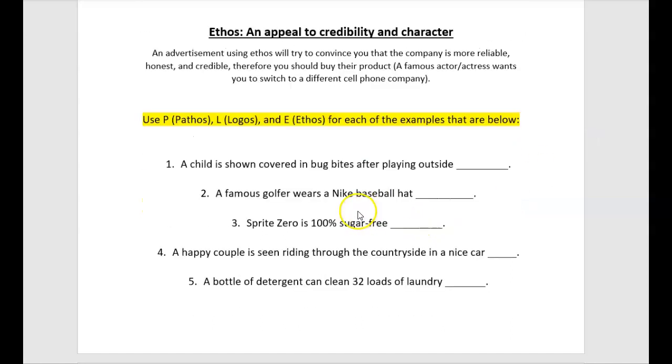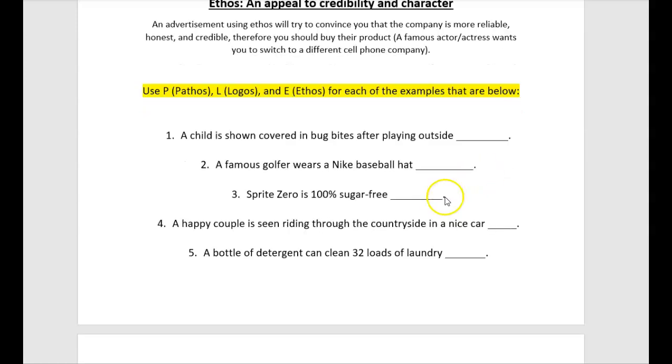So use P, L, or E for each of the examples below. Number 1, a child is shown covered in bug bites after playing outside. Number 2, a famous golfer wears a Nike baseball hat. Number 3, Sprite Zero is 100% sugar-free.